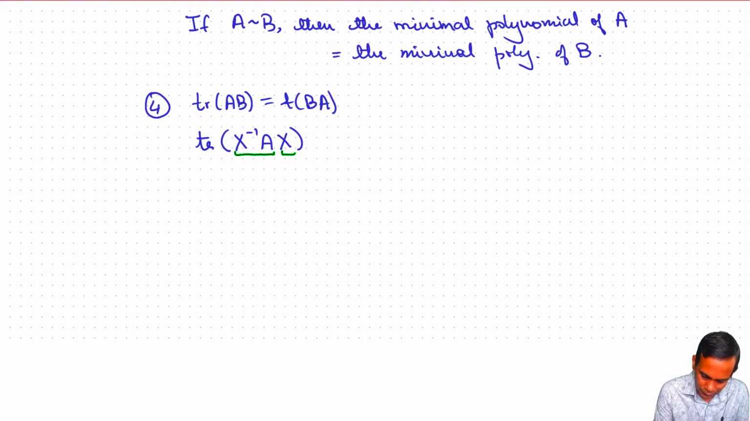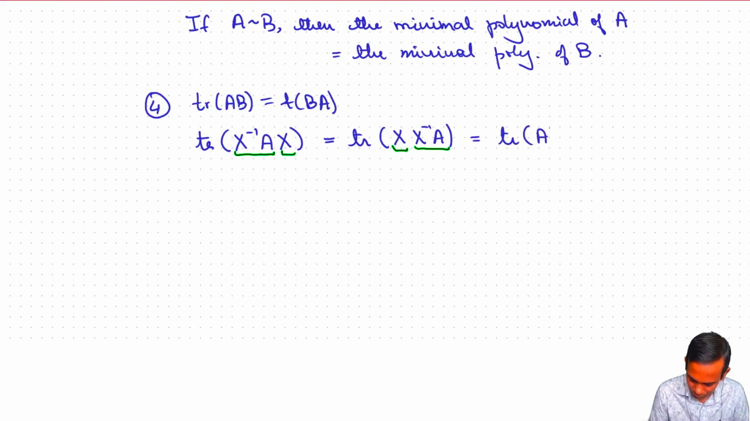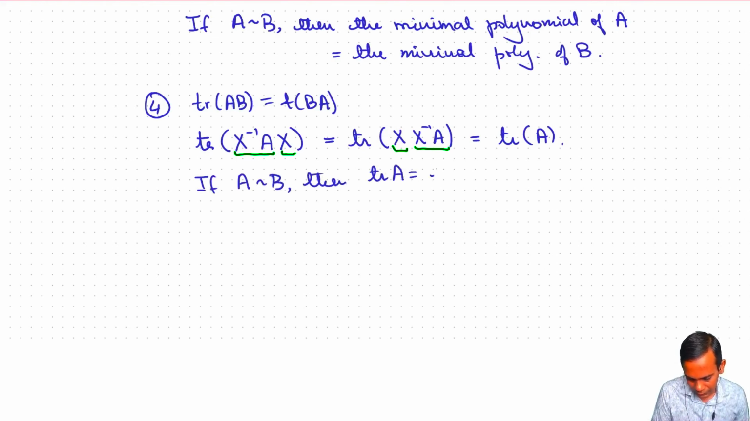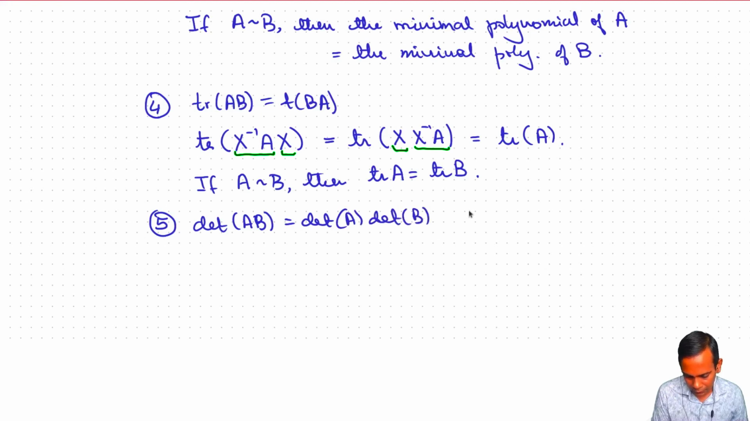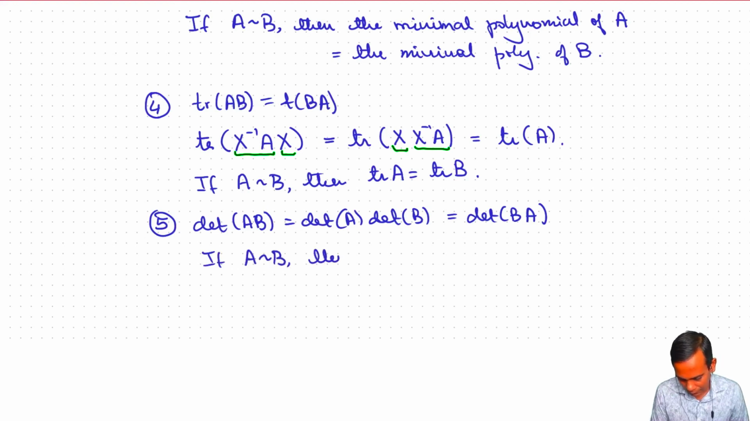We can use trace of AB is trace of BA by taking this to be the first matrix A and this to be the matrix B. And now we reverse the order. So what we get is trace of X times X inverse A. So this is the second matrix here and this is the first matrix here. But that's just the same as, X times X inverse cancels, so trace of A. So if A is similar to B, then trace of A is equal to trace of B. We have a similar thing with determinant. Determinant of AB is determinant of A times determinant of B, which is the same as determinant of B times determinant of A, because the field K is commutative, and so this is determinant of BA. And by the same kind of argument, if A is similar to B, then determinant of A is equal to determinant of B.